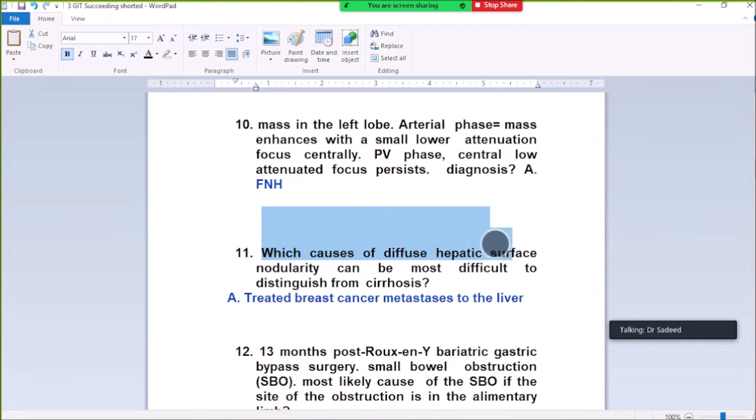Question number 11. Which causes of diffuse hepatic surface nodularity can be most difficult to distinguish from cirrhosis? Treated breast cancer metastasis to liver. It is very difficult to distinguish this from cirrhosis. It looks almost the same.